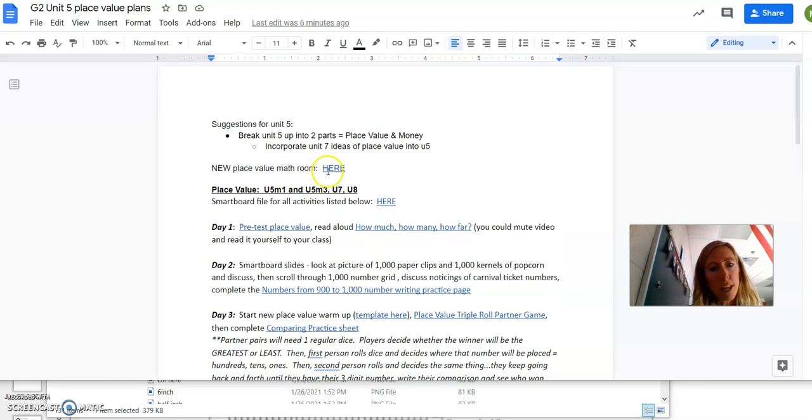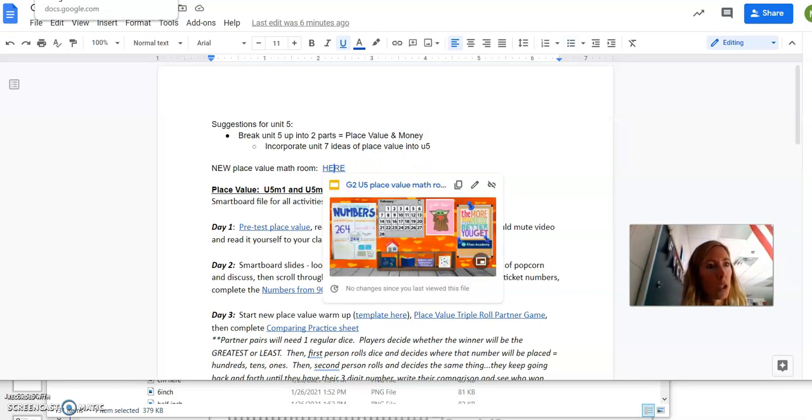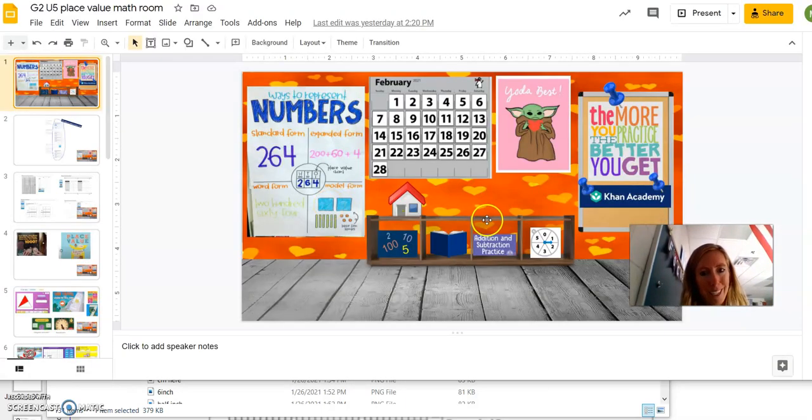The new place value math room, I'm going to break it into 2 parts. This math room is going to be for place value, since you'll be working through it for 2 to 3 weeks, and then I'll come up with the stuff for money. Okay, so we can spend like 2 weeks on money instead of just a few days. So the new room looks like this.